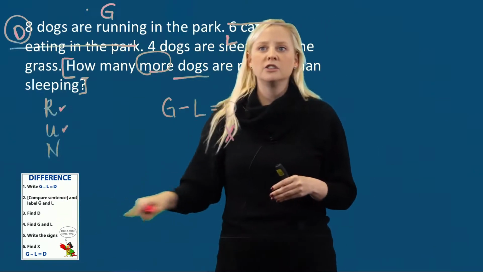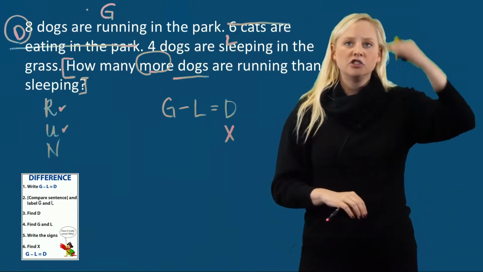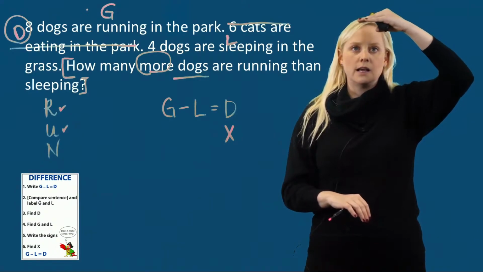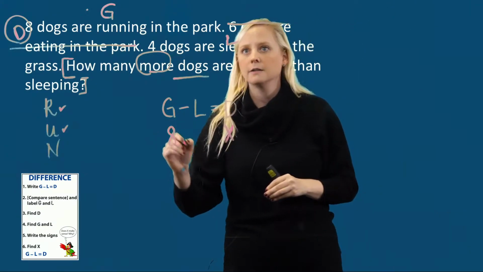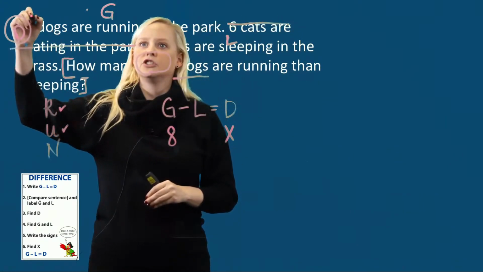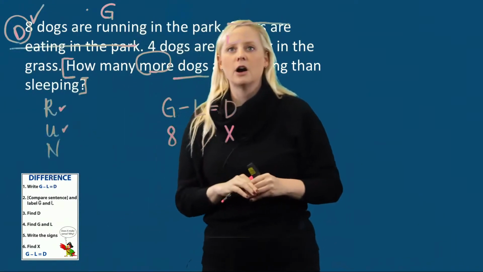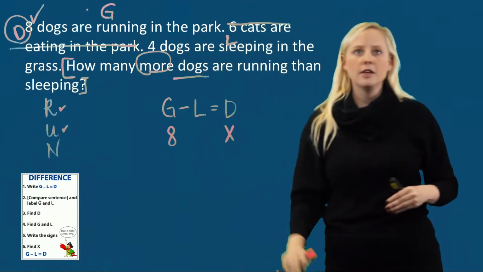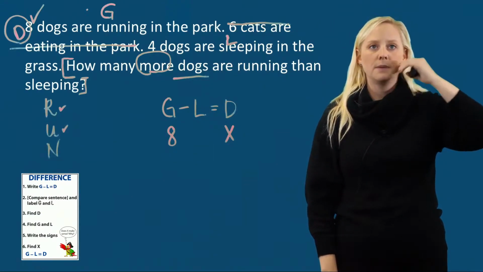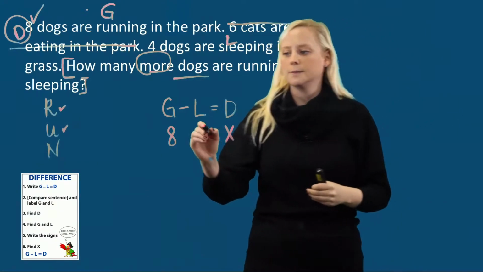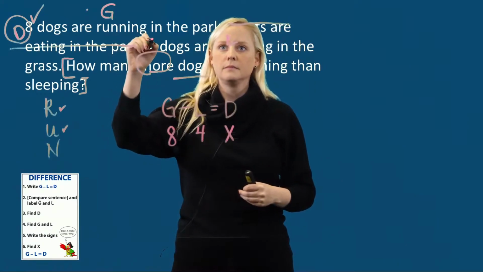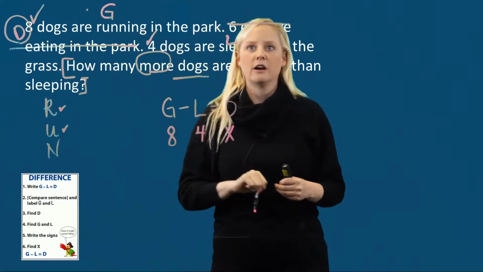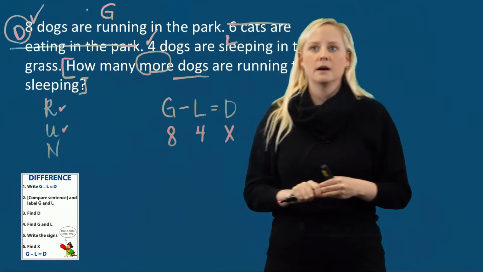Step 4 is define G and L. I know that G is the number of dogs that are running, and the number that corresponds with that is 8. So I'm going to put an 8 here, and I'm going to check off my number because I've already used that. Now the amount that's less are the dogs sleeping. I see that the number 4 corresponds with the dogs sleeping. So I'm going to put a 4 right there, and I'm going to check off the 4 because I've already used that number.